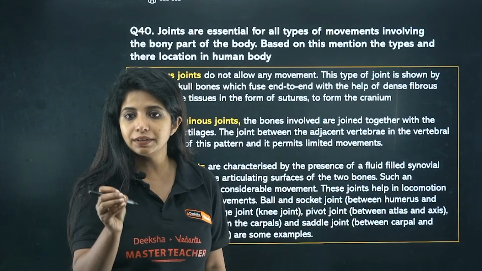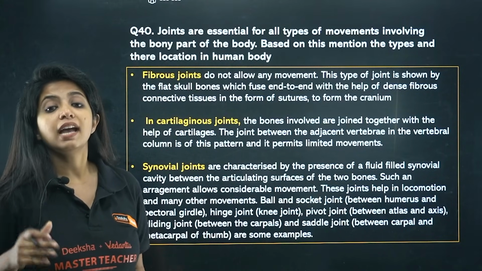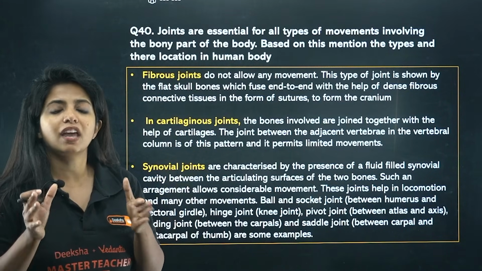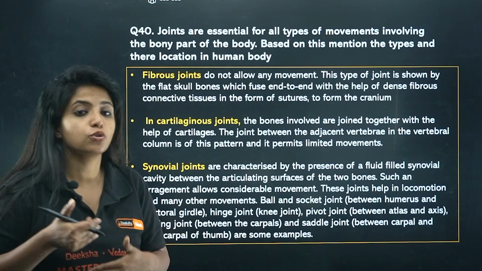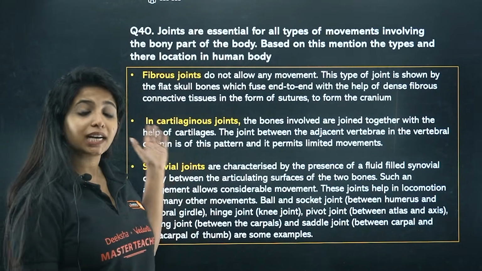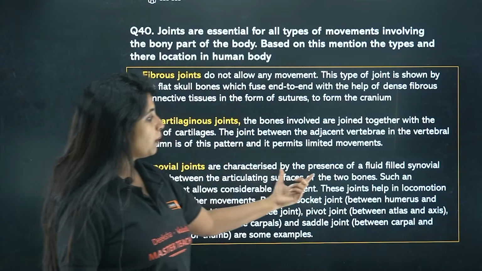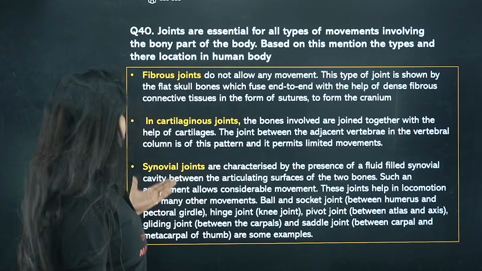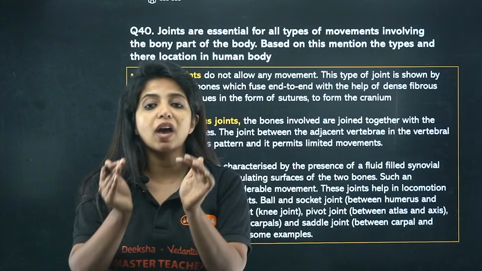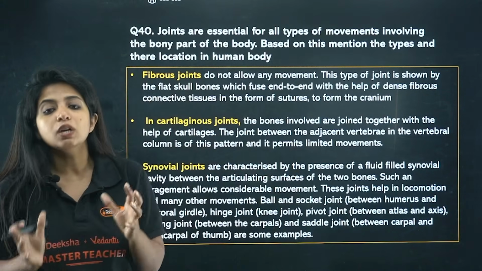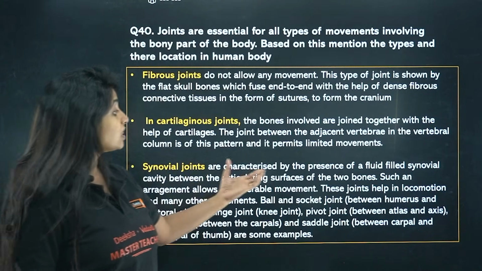And remember, the bones over here are joined together with the help of what? Cartilage, and cartilage is something which you can move. That is why you call this cartilaginous joints. Okay, now we have synovial joints. They are categorized by the presence of a fluid-filled synovial cavity between the articulating surfaces of two bones. So in between two bones, if you have a synovial cavity filled with fluid, you will now call this joint as what? Synovial joint. Such an arrangement allows considerable movement.